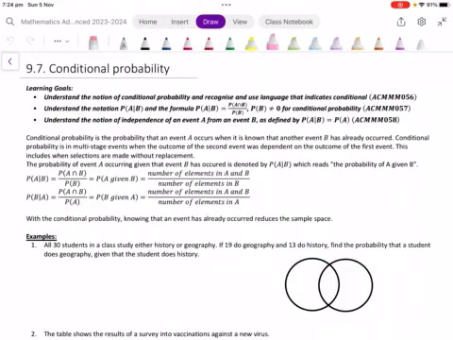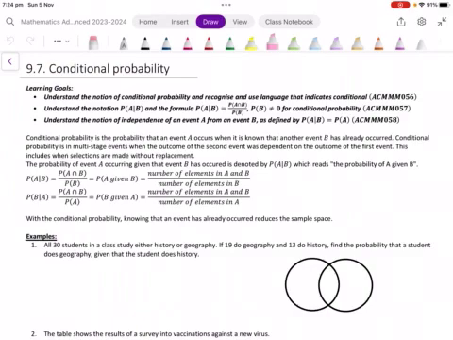Hi Year 11. Today we're looking at conditional probability. Conditional probability is the probability that an event A occurs when it is known that another event B has already occurred. Conditional probability is used in multi-stage events when the outcome of the second event is dependent on the outcome of the first event. This includes when selections are made without replacement.